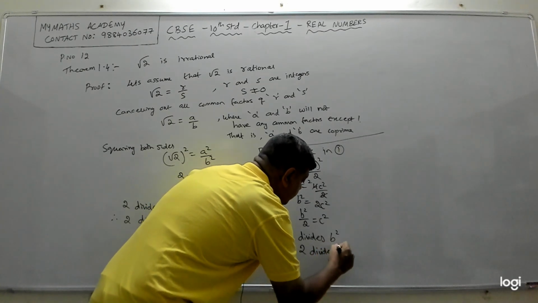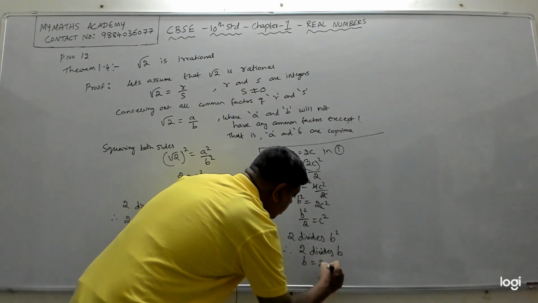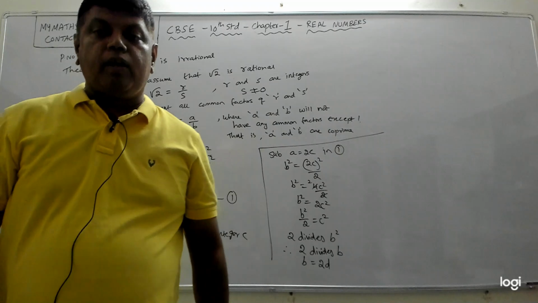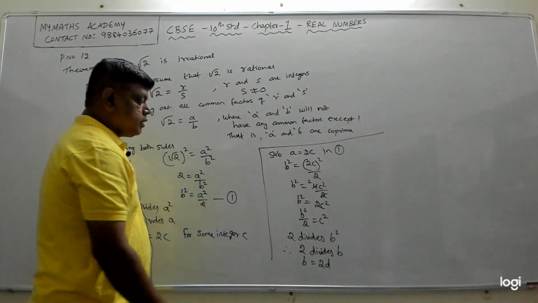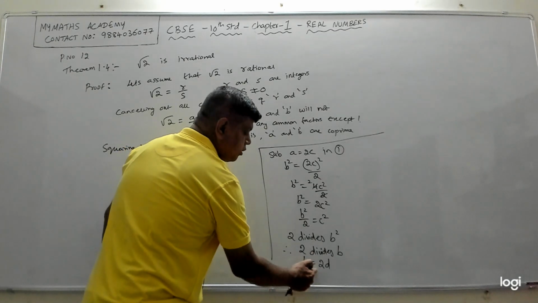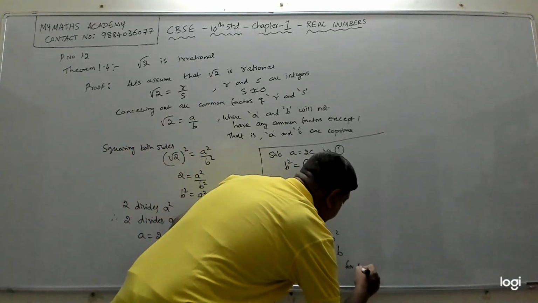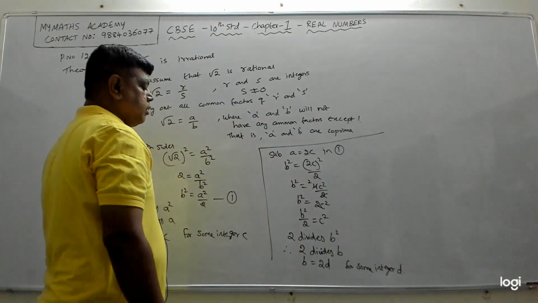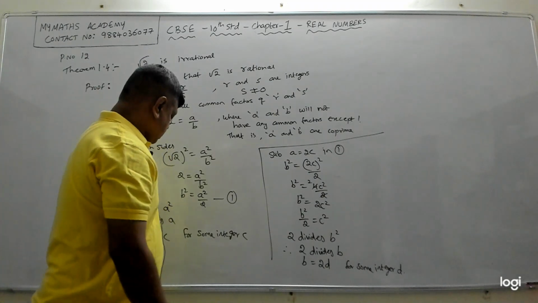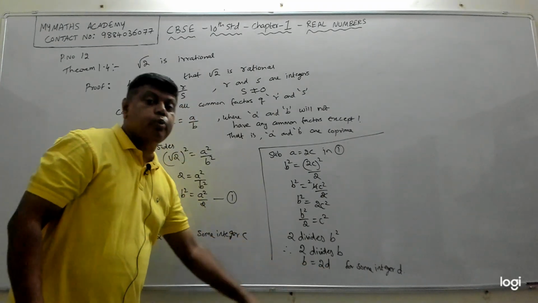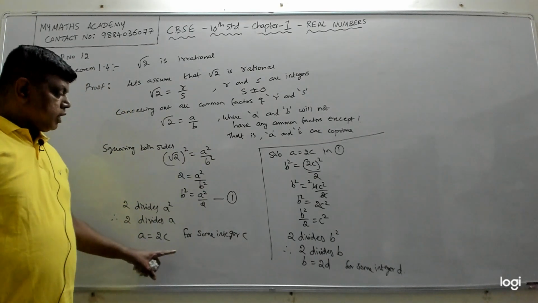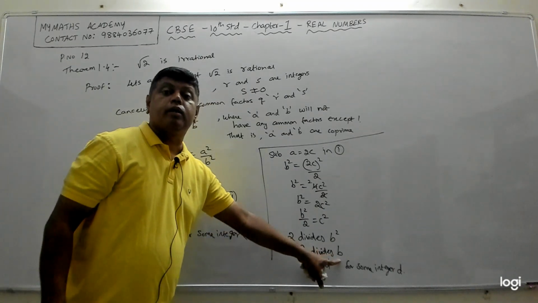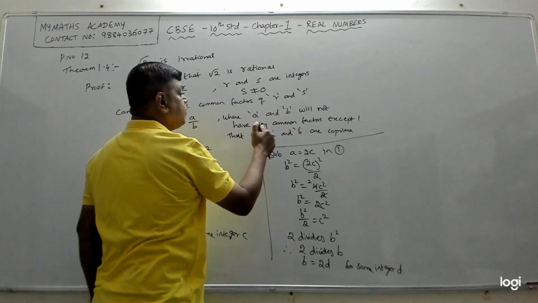2 divides b, which means I can write b as a multiple of some number d, 2 into d. 2 divides b means b is an even number. If b is an even number, then b can be written as 2 into d for some integer d. Now if you observe here, we got a is equal to 2c and b is equal to 2d. Which means 2 is dividing a and 2 is dividing b. But we said a and b will not have any common factors except 1.